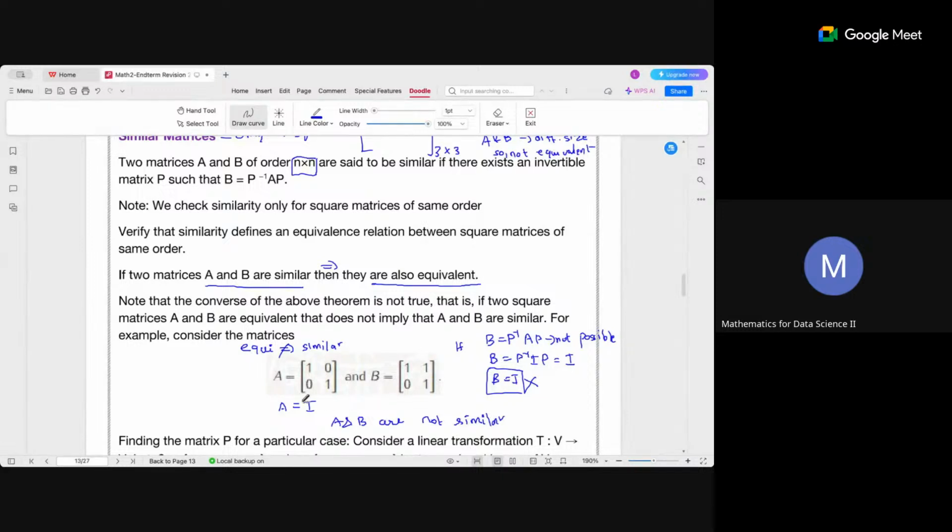In fact, the same type of argument can be given for any scalar matrix. Any scalar matrix cannot be similar to a non-scalar matrix. It is similar only to itself.